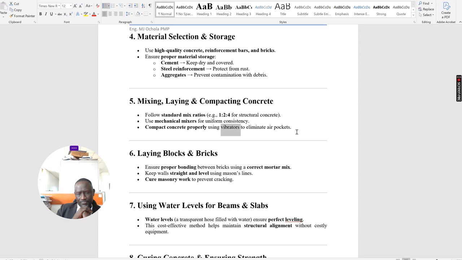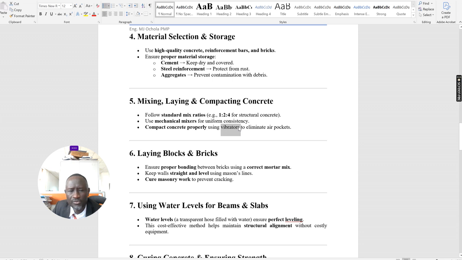So for poker vibrators, I've seen they're commonly used in bridges and buildings. Basically, those are the two areas I've noticed. The timing and the handling of the poker vibrator are very, very important, so we need to be mindful when dealing with that. Over vibration can also cause what they call bleeding, and once you have concrete bleeding, then when you are trying to remove formwork, you're going to see a lot of honeycombing.